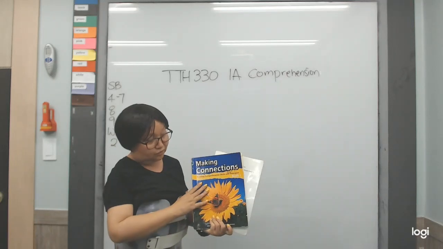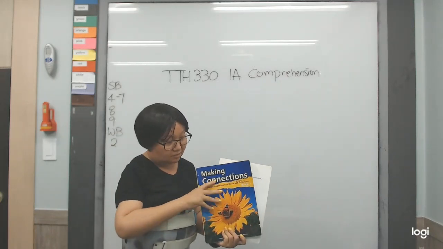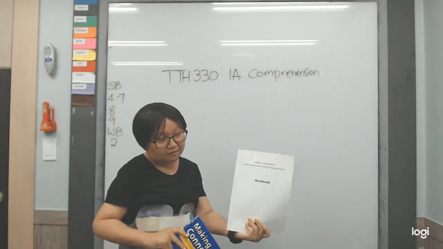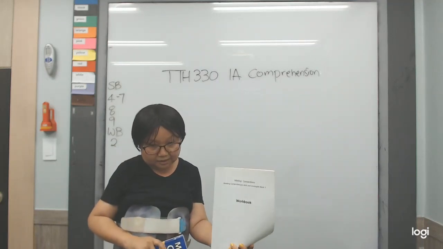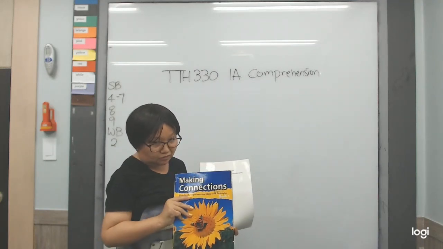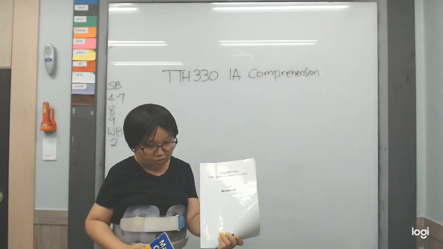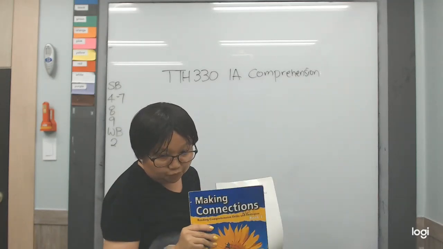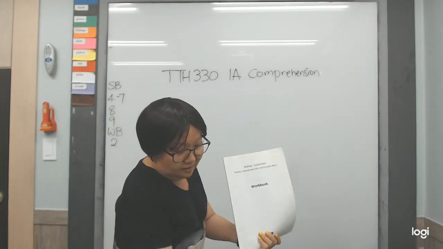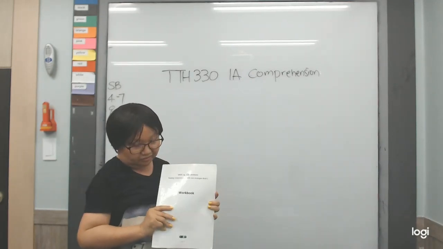We are going to use the Making Connections book. This is the student book. This is the white book, the workbook. Okay? So we are going to do the student book and the workbook. Alright, before we do the student book, everybody, let's go over the vocabulary first.